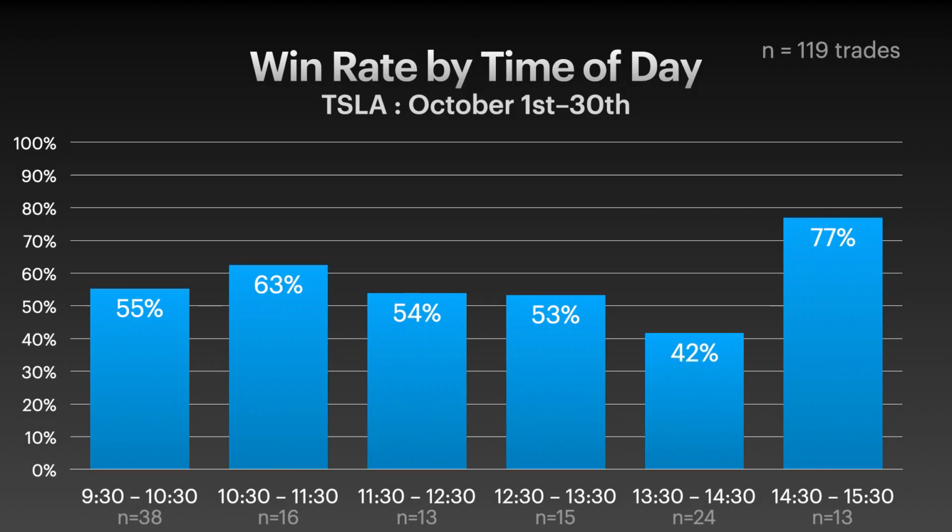Like with the SPY's data, we also see a clear difference in TRND Bot's performance on Tesla over the course of the day. Most notably, there's a whopping 35% disparity between the best hour of the day, 2:30 to 3:30, and the worst hour of the day, 1:30 to 2:30. Again, many hours per day had an approximately 55% win rate. Every hour except 1:30 to 2:30 were consistently great times for TRND Bot, and avoiding signals at times TRND Bot historically performs worse may increase your win rate and profit in the long run.